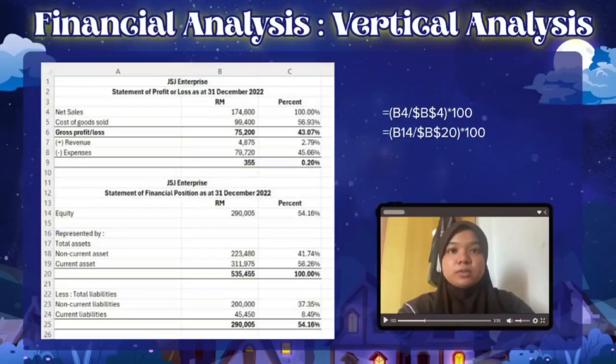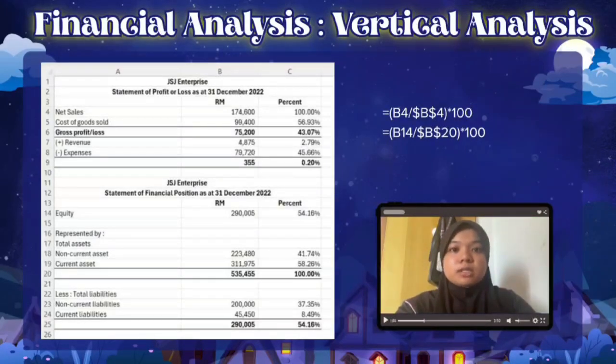Next, we need to do financial statement analysis by using vertical analysis and ratio analysis. From statement of profit or loss, we can get percentage of item based on net sales. To get percentage of item, we use formula equal to B4 slash $B$4 multiply 100 at cell C4. And to get other percentage, we just need to drag down the formula.